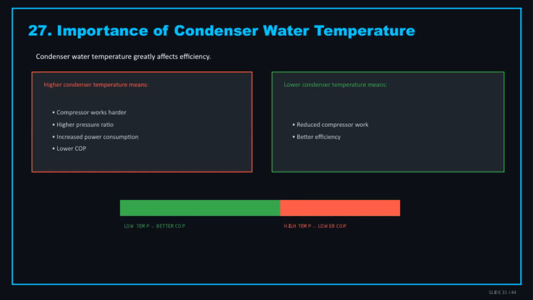Let's talk about how condenser water temperature impacts efficiency. When the temperature is lower, the compressor doesn't have to work as hard. That means a better coefficient of performance, or COP, and less energy use overall. But when the condenser temperature rises, the compressor faces a higher pressure ratio. It works harder, consumes more power, and the COP drops. So, managing condenser water temperature is key to keeping systems efficient and energy-friendly.